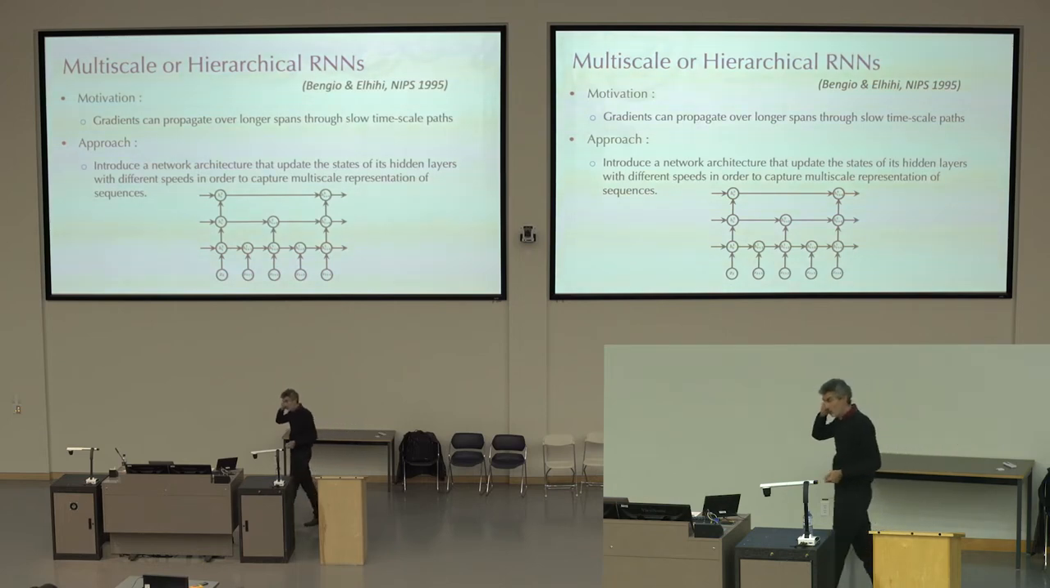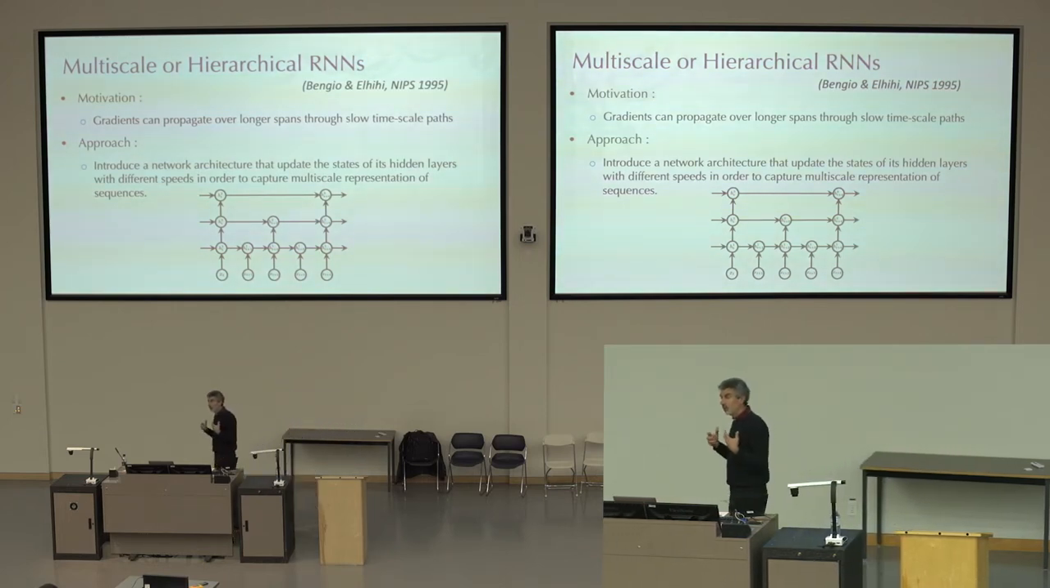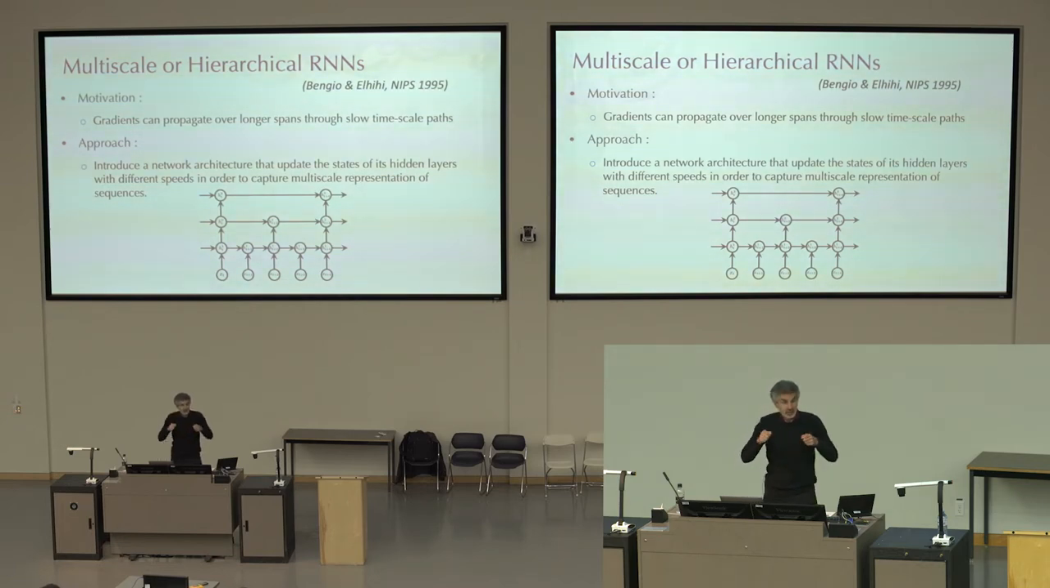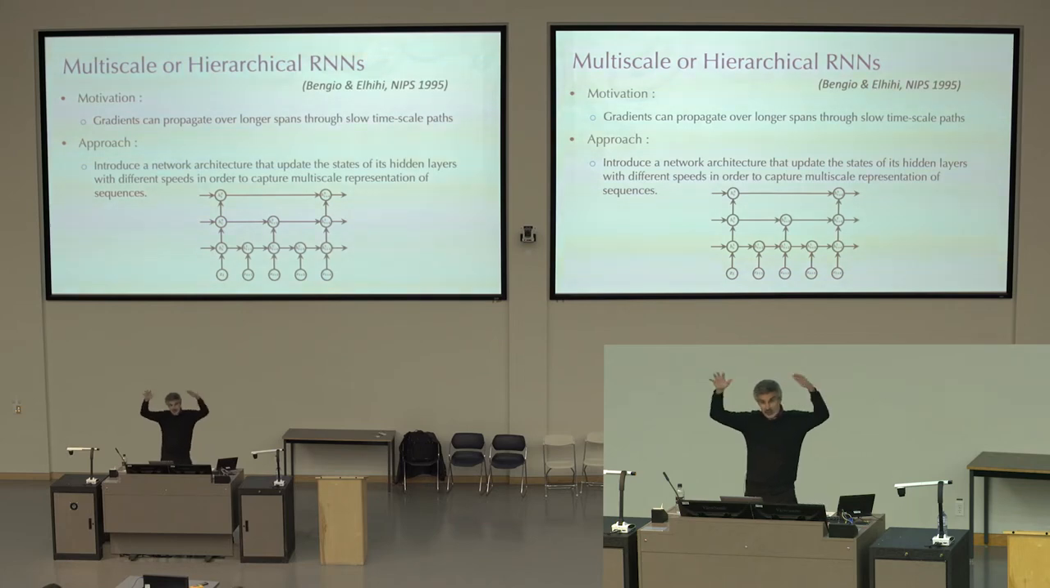And the natural way to do that is to think about underlying variables going through the sequence at different scales. You have fast time scales where you have little details being taken care of, and you have slow time scales where you have more abstract stuff happening. And so many approaches have been proposed to do that, and we'll see a few more later.